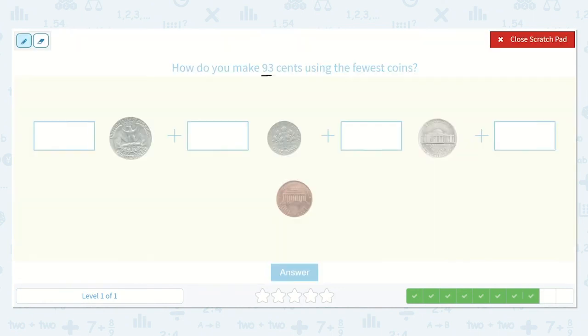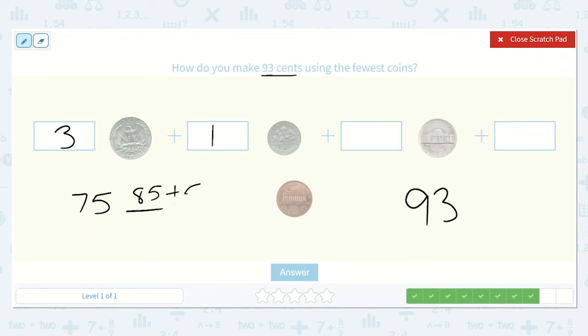Next we have, how do you make 93 cents using the fewest coins? Well, I remember that 3 quarters is 75 cents. 1 dime is 10, so let's count up by tens. 75, 85, oh, it would be 95, but we're looking for 93, so that would be too high, so just 1 dime. Then I remember 85 plus 5 is equal to 90, so we can do 1 nickel. And then how many pennies do we need to get from 90 to 93? Let's see, 90, 91, 92, 93. That's 3 pennies. So we have 3 quarters, 1 dime, 1 nickel, and 3 pennies.